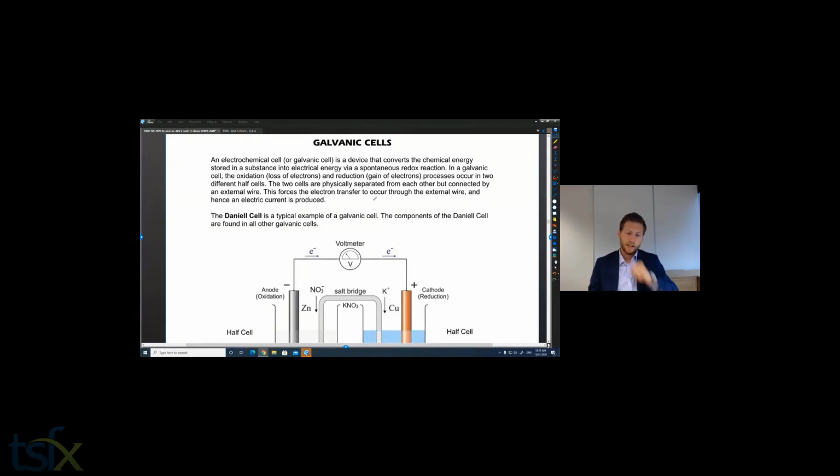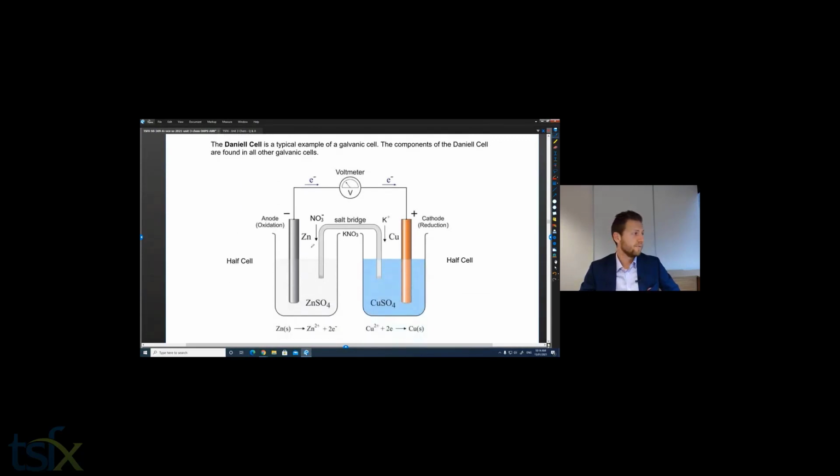An electrochemical cell is one that converts chemical energy into electrical energy. You should know that, and it's a spontaneous reaction, so it happens without needing energy going in. Two different half cells. The key features: we've got an anode there, which is the site of oxidation, where loss of electrons occurs.